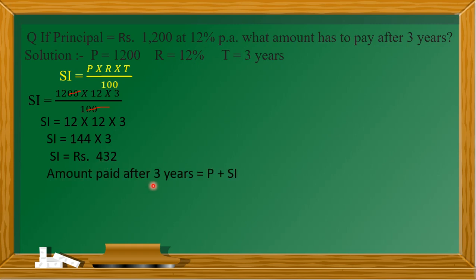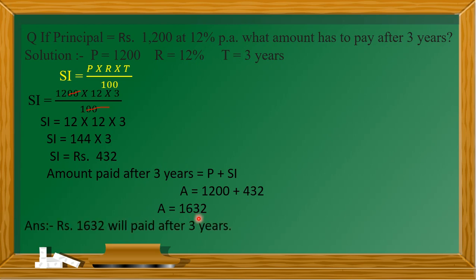Now the amount at the end of the 3 years that we have to pay is principal plus SI, and it is equal to 1200 plus 432 equals 1632. So at the end of the 3 years we'll have to pay 1632 rupees. So in this way we have to calculate the problems of simple interest.